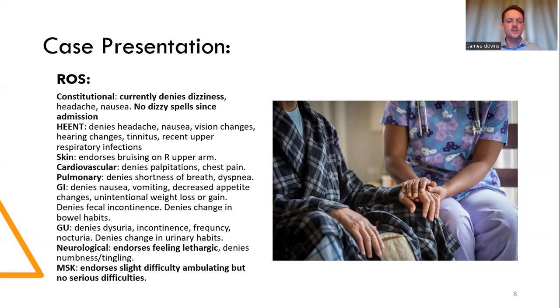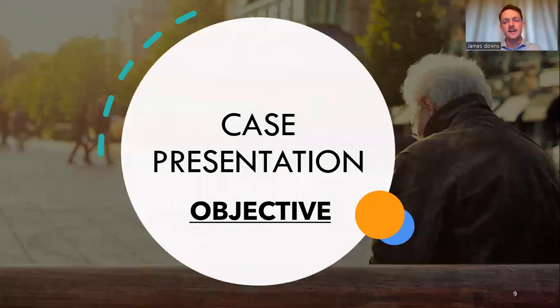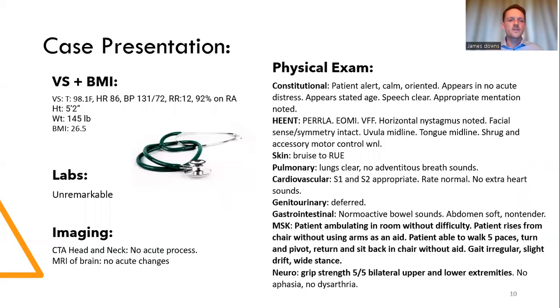Musculoskeletally, she endorses slight difficulty ambulating, but no serious difficulty, not requiring a cane or walker or anything like that. So physical exam, vitals were good. Blood pressure is slightly elevated. BMI is appropriate. Unremarkable. Imaging: CT of the head and neck, no acute process, and MRI of the brain, no acute changes.